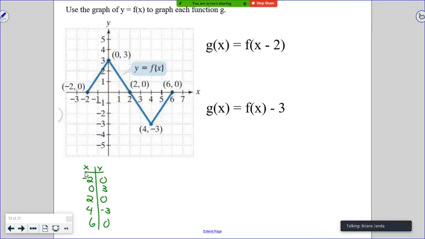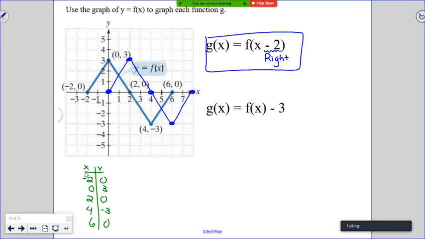So inside would move us which direction? Opposite of what we think, right? Right 2. So all I have to do is come over here and count each of those dots to the right 2, and we're done. Right 2, right 2, right 2, right 2, right 2. And that first one would have ended up here.